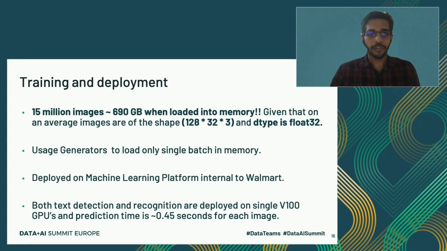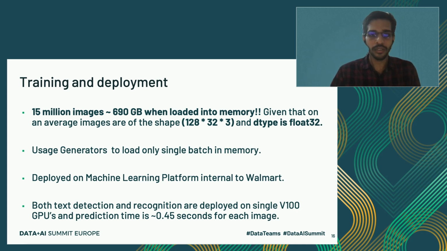Finally, coming to the training and deployment part. As I said earlier, we created 15 million images. If we load everything into memory, that would come up to around 690 GB, given that the image size is 128 by 32 by 3, where 3 says that it's a color image. So we're using data loaders from PyTorch, which are achieved in a generative fashion. Generators are used, and instead of loading everything into memory, only a single batch is loaded into memory, and the training is done accordingly.